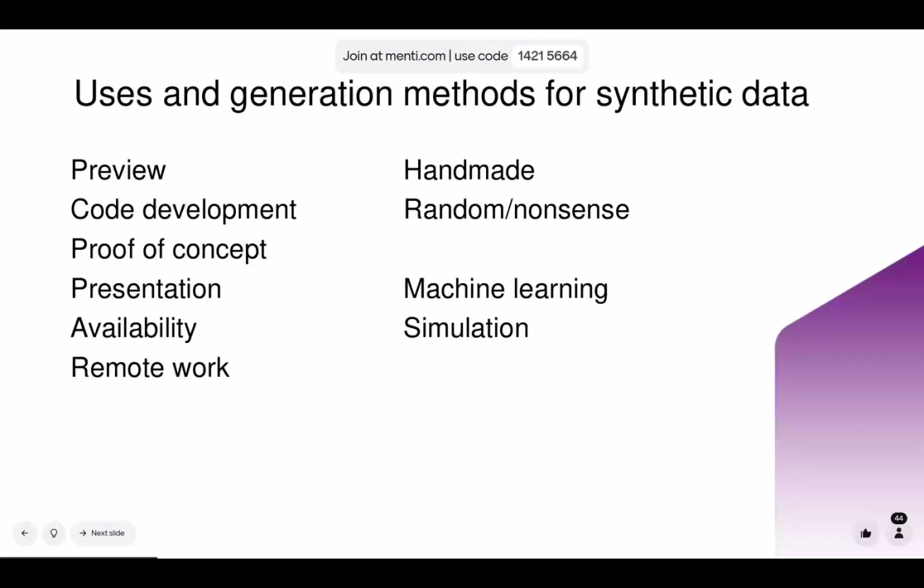Let's talk about generation methods. So uses on the left-hand side and generation methods on the right-hand side. This is a short and non-exhaustive list. And for both of these lists, simpler, faster, lower fidelity options are at the top of the list. And at the bottom of the list are higher fidelity, more complex, more time consuming methods.